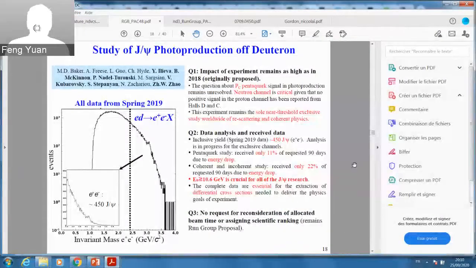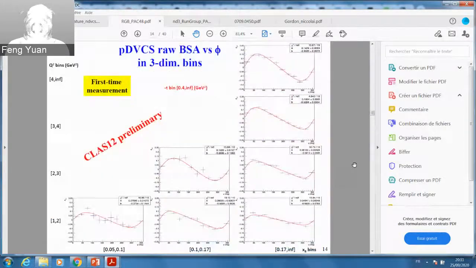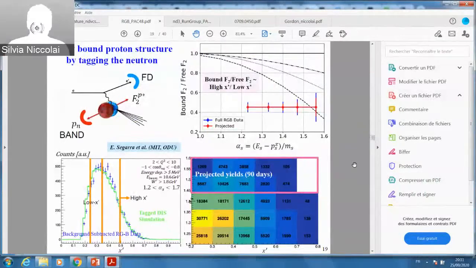The last part you mentioned about the bound versus unbound structure, how does this compare to EMC measurements? In what sense? How does it compare? I don't think there is a measurement in these conditions with the tagged backwards neutron. I understand, so that's why my question. For at least the short range correlation interpretation of the EMC effect, the goal is the same, right? So how do you compare with traditional EMC measurements?